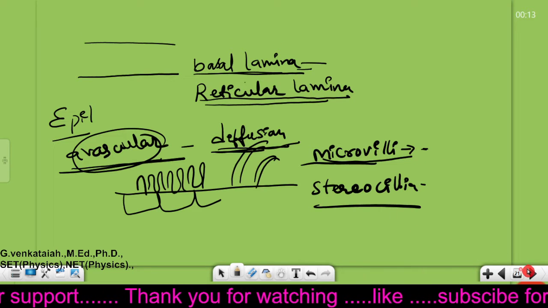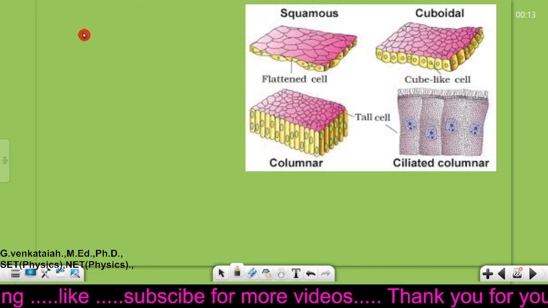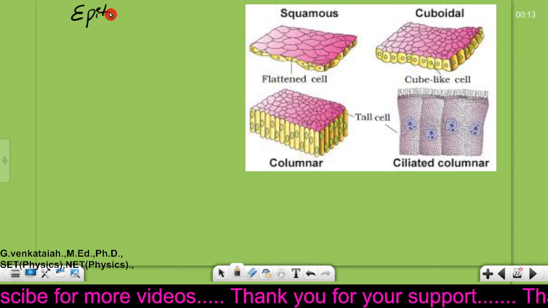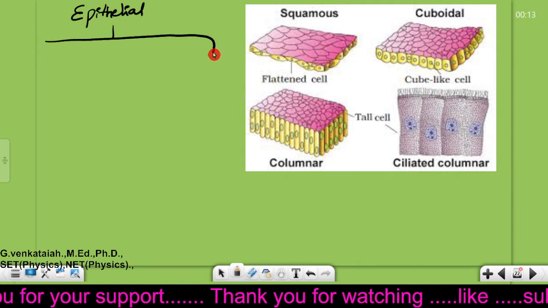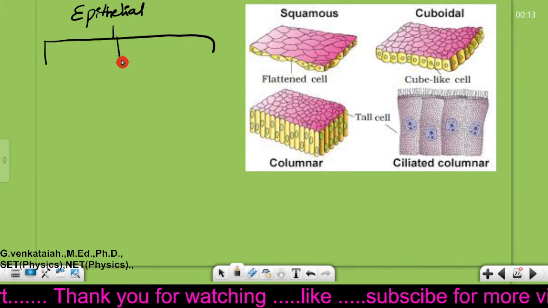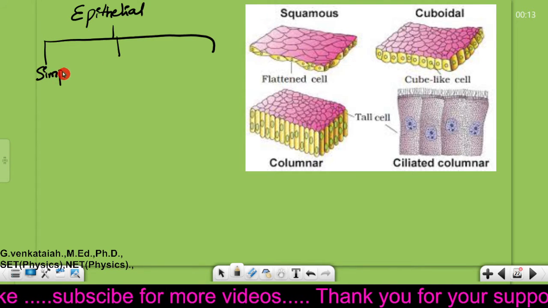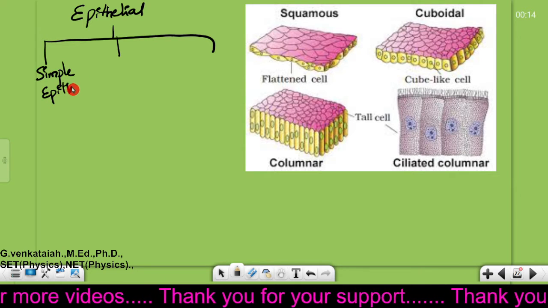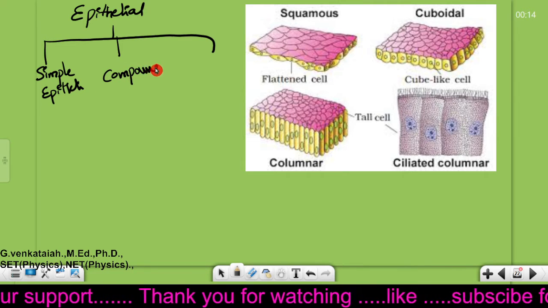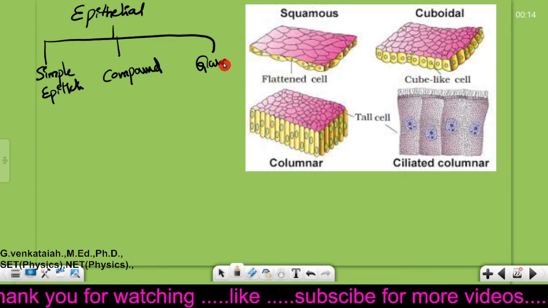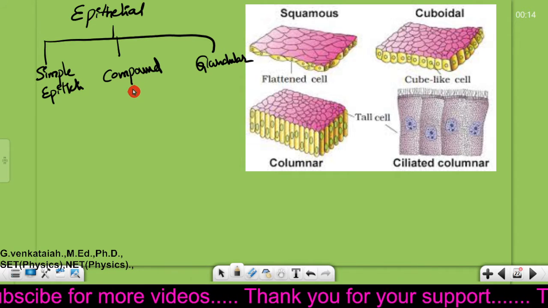Now, depending upon their structure, shape and functions, epithelial tissue is classified into three types: simple epithelium, compound epithelium, and glandular epithelium.